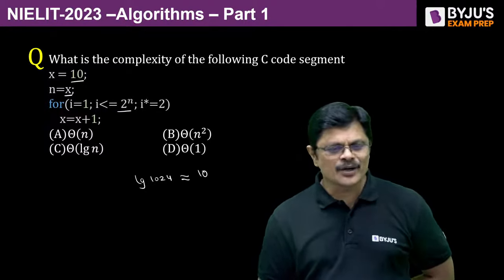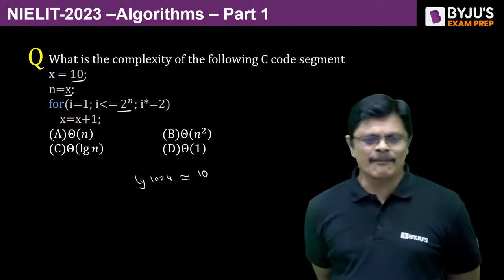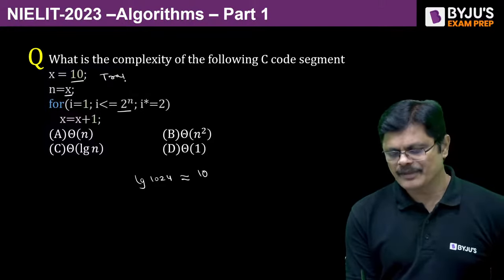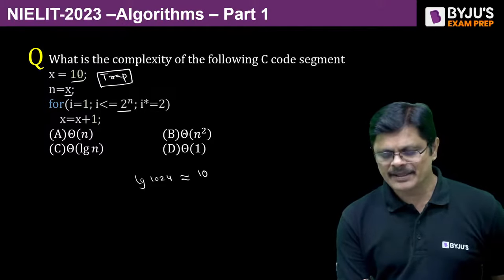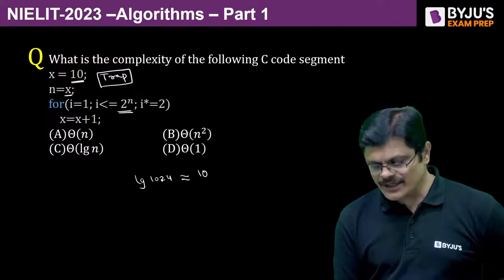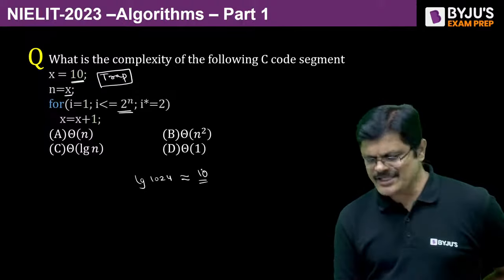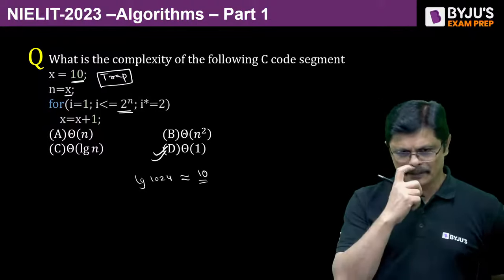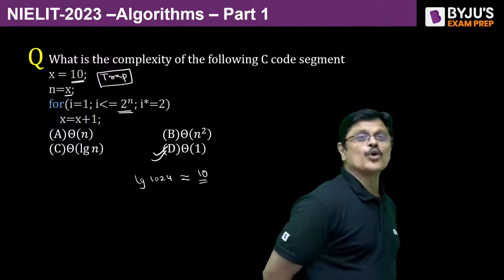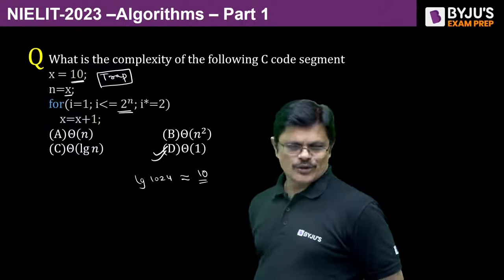Hi Anuja, good idea, but there is some mistake you made, because there was a trap in this particular problem. X value 10, n is equal to 10. So you are reaching only 1024, meaning only roughly 10 or 11 iterations, which is constant. So the answer is theta 1 here. There was a trap in this particular problem. Please note that. So D is the correct answer.